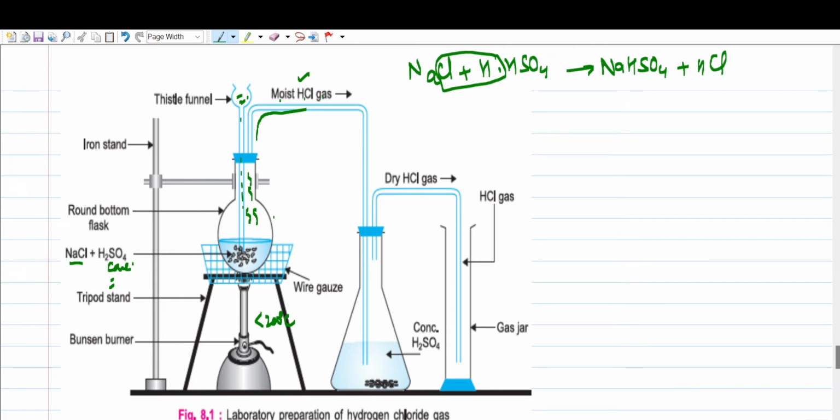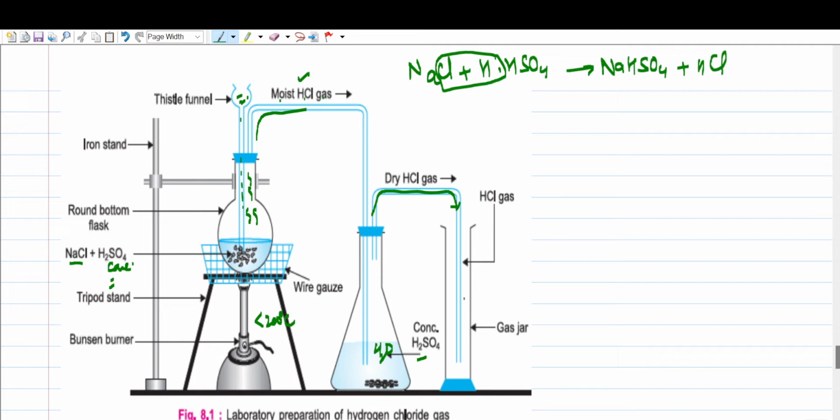Now therefore what do we do? We dry the gas. What will we take to dry it? Concentrated sulfuric acid. This concentrated sulfuric acid is going to absorb the moisture, so water will be retained here and you will get dry HCl gas.